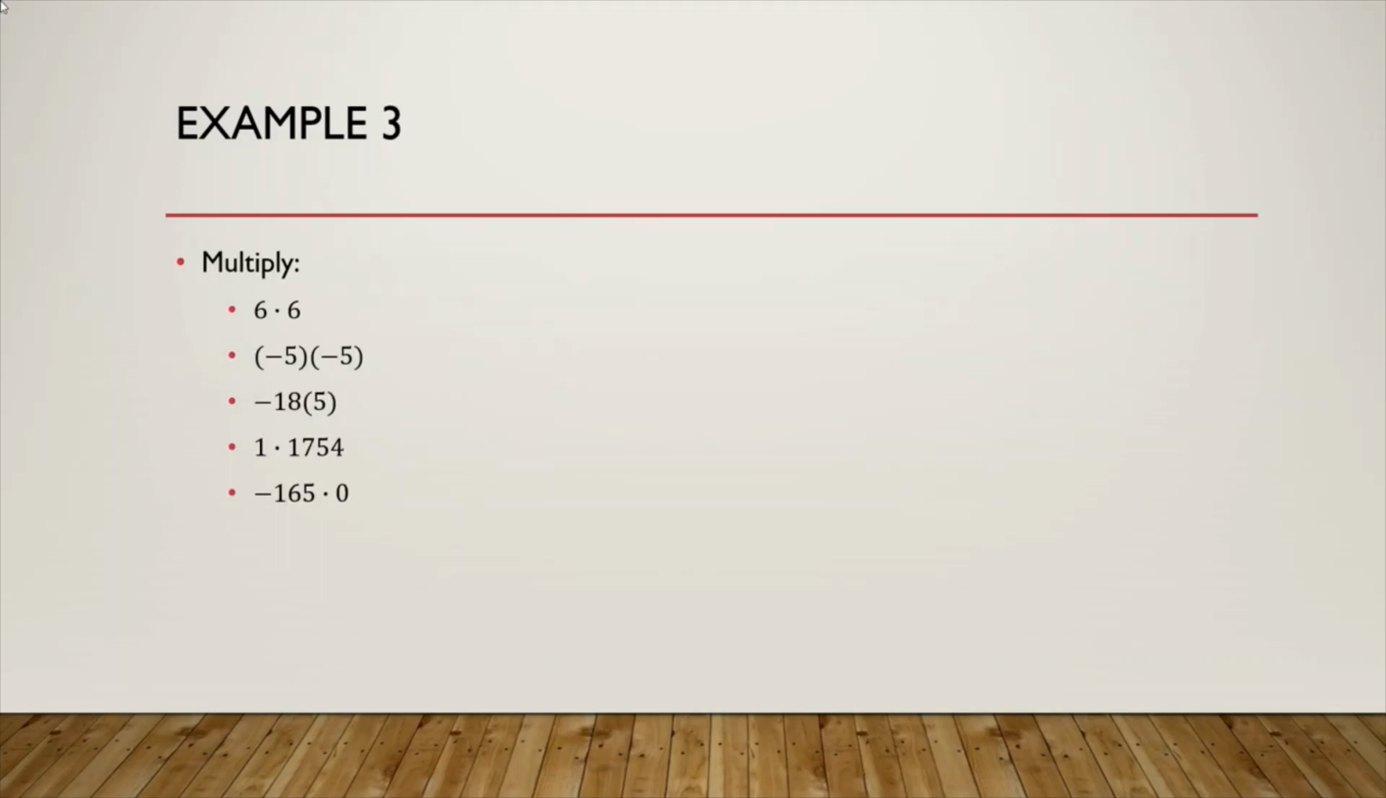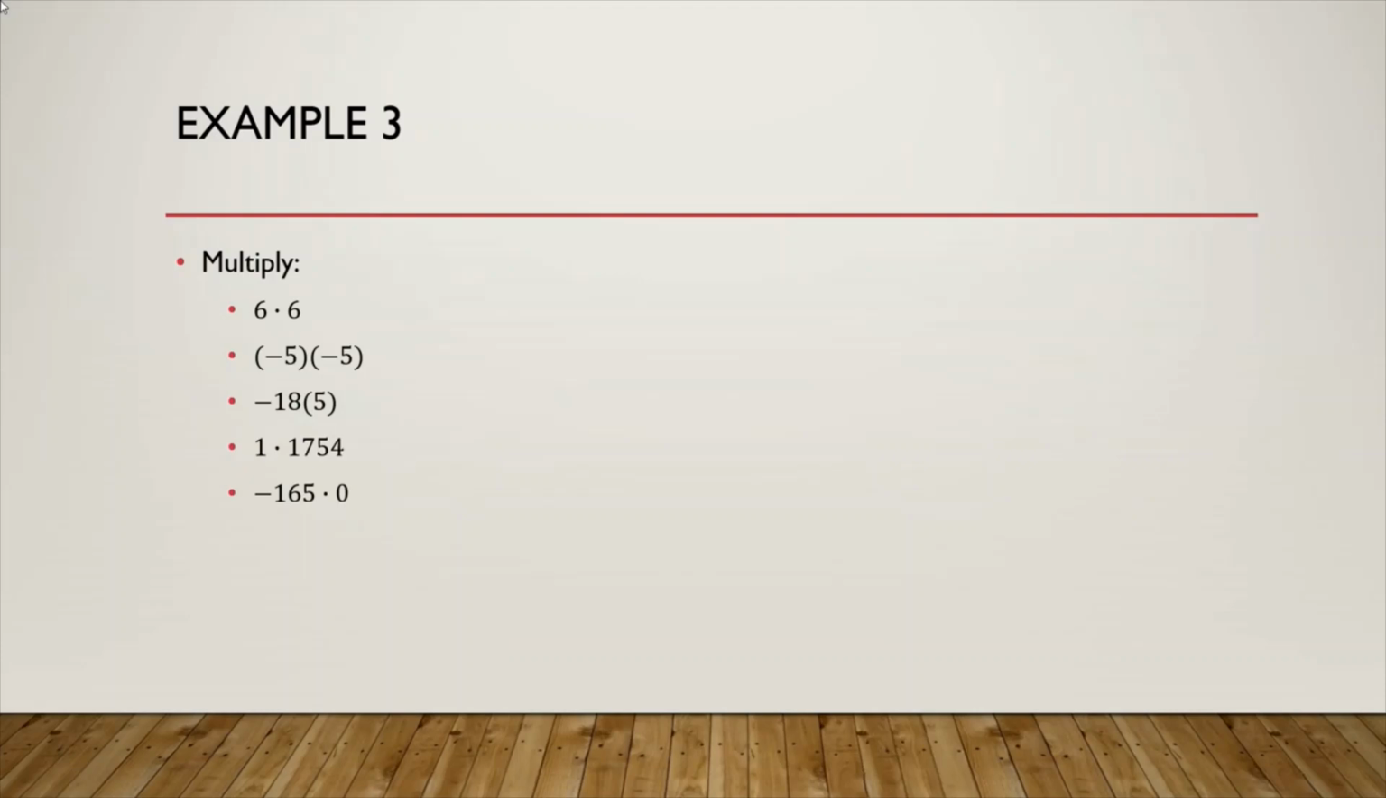All right, so now let's look at multiplication. Multiplication and division are going to have the same sign rules. So when it's the same sign, it's positive. When they're unlike signs, it's negative. And you do the operation first, and then you look at the sign afterwards.